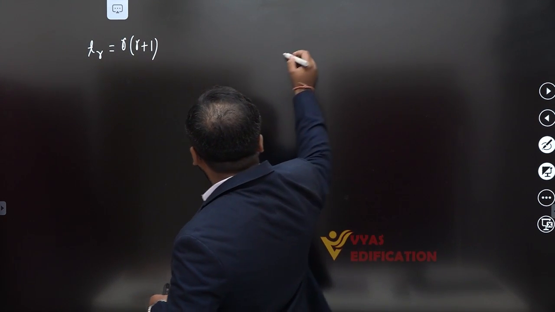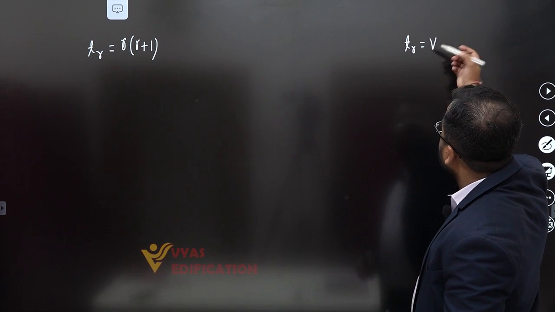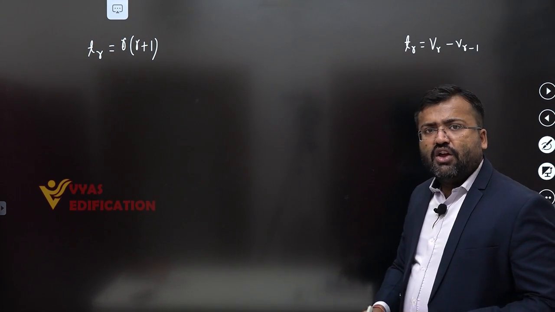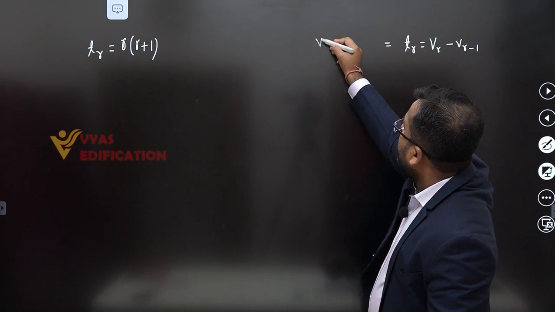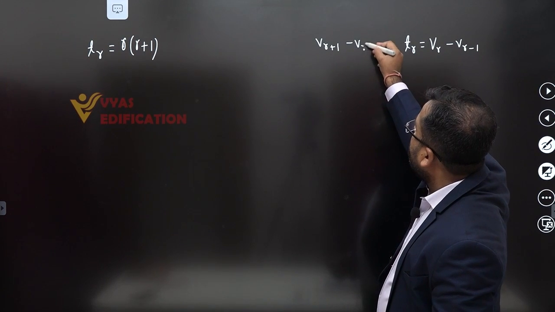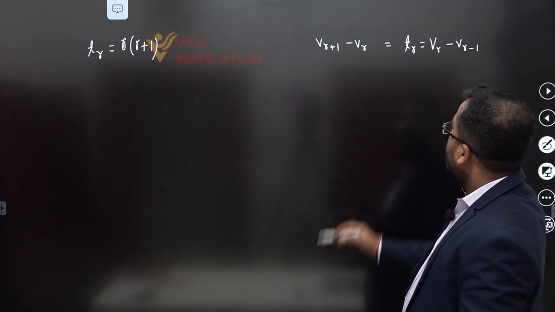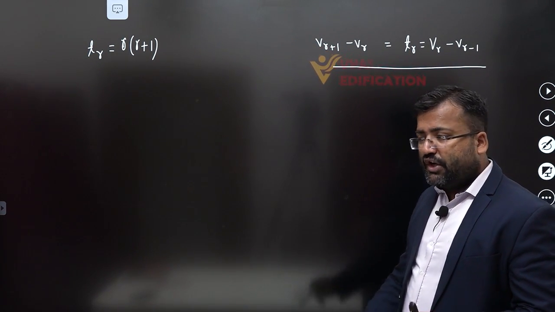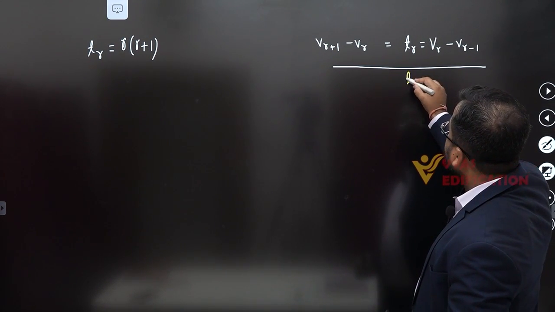Okay. How do I want to write TR? In general, I want to write TR as VR minus VR minus 1 in this particular form, or VR plus 1 minus VR, this kind of a form. This or this, whichever. If you can do this much, then what happens after that is you write T1 easily.